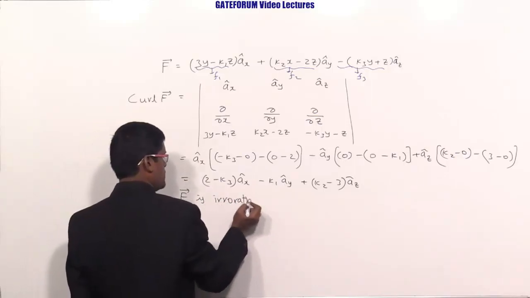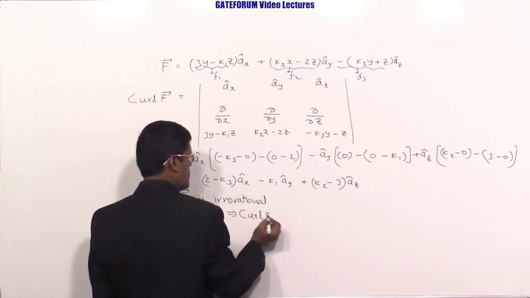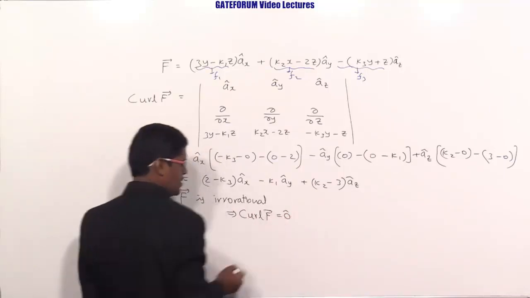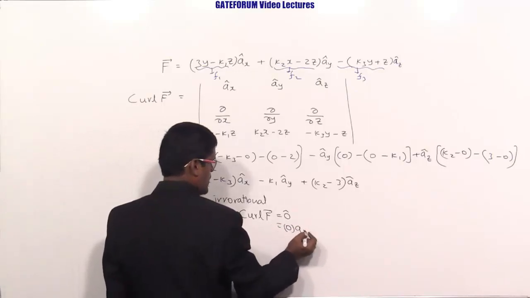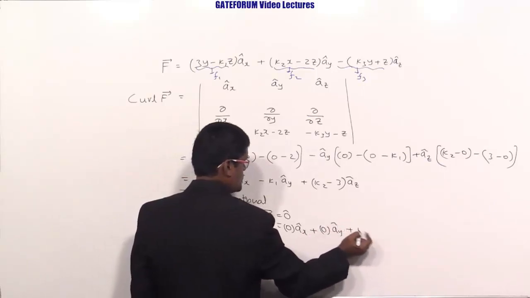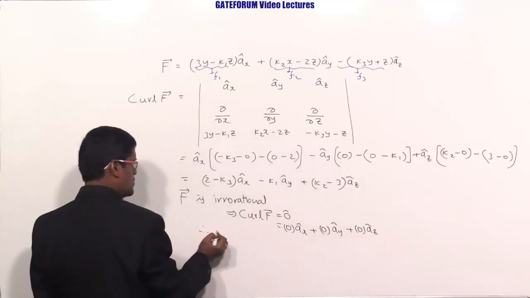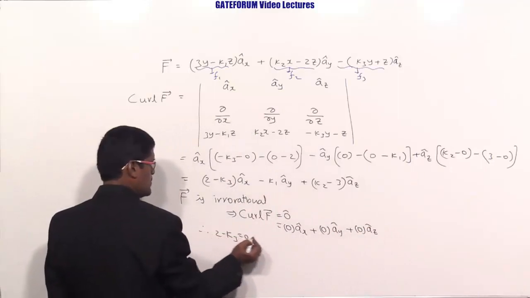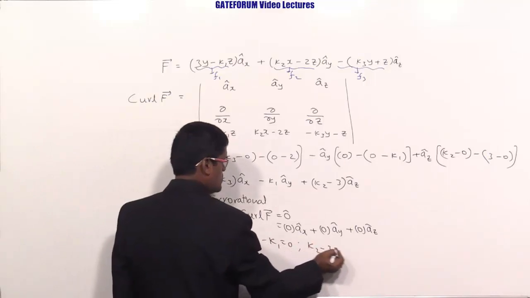Irrotational implies curl is equal to 0. Curl f bar is equal to 0 cap. So 0 cap can be written as 0 into ax cap plus 0 into ay cap plus 0 into az cap. Equating like terms, you will be getting 2 minus k3 equals 0, k1 equals 0, k2 minus 3 equals 0.